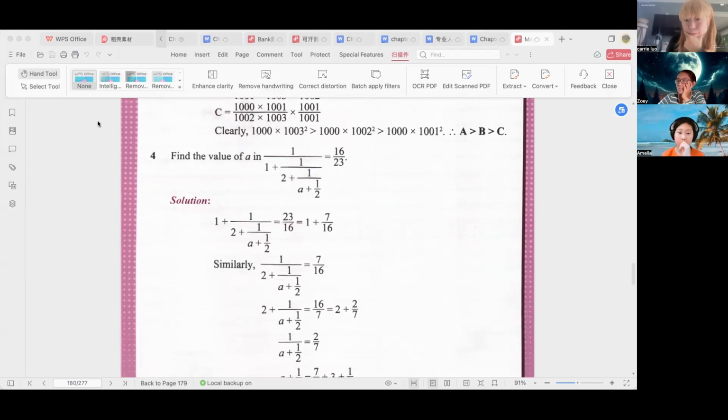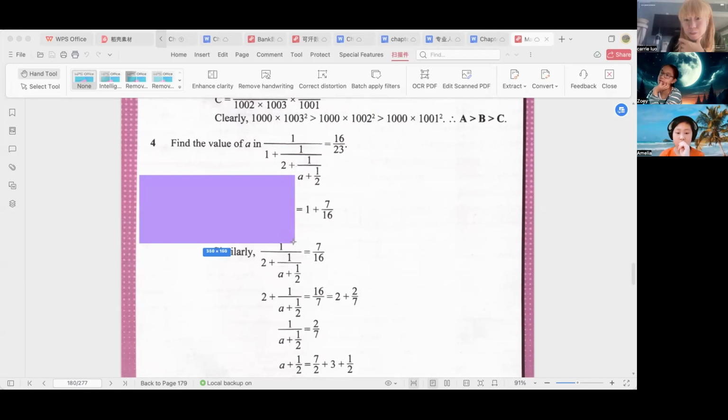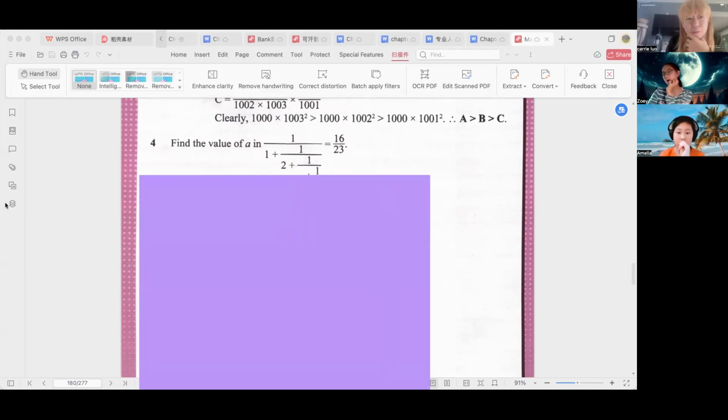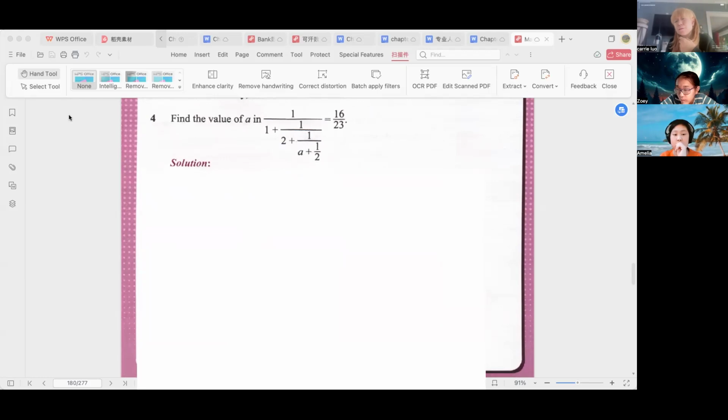Okay, so let's take a look at this one. The number 4 is very easy. I'm going to block the answer and ask you to do it yourself, okay? Okay, so I just want you to find out the value of A.